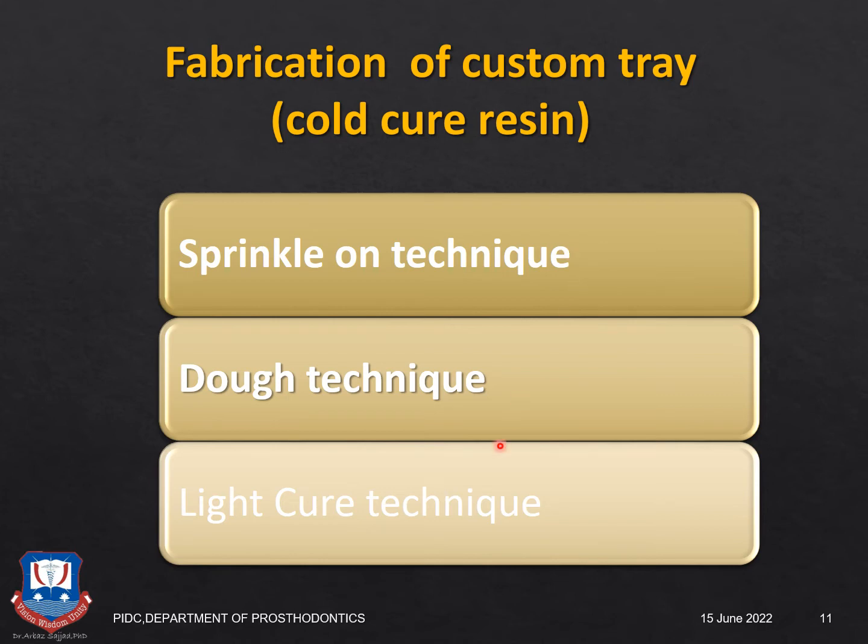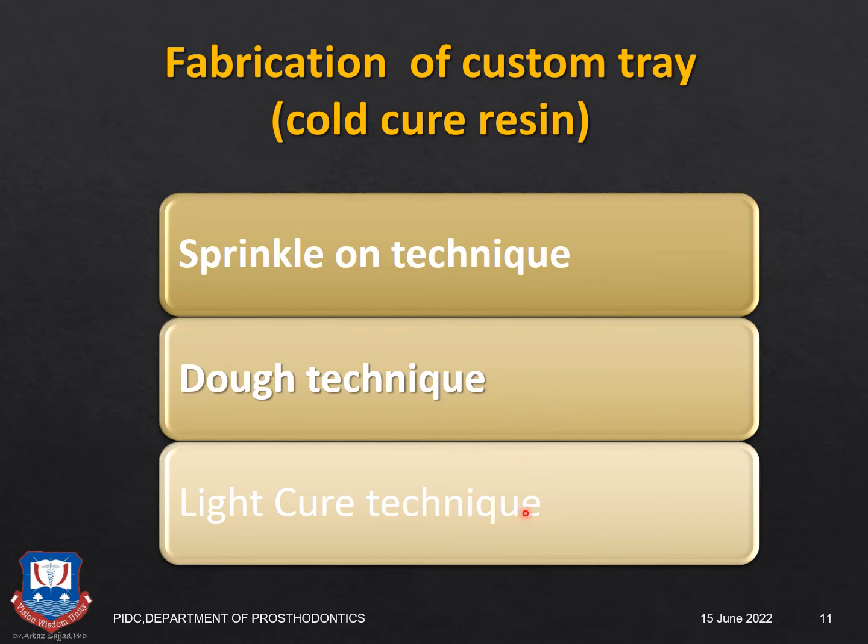The second and easier technique is the dough technique, in which we mix the monomer and powder in a 1:1 ratio in a dampened dish or a silicone bowl, and then it is allowed to bench cure till it passes through the various stages such as the stringy stage, the sandy stage, and then the dough stage. In the dough stage, it is rolled out into a thin sheet and then adapted over the diagnostic cast.